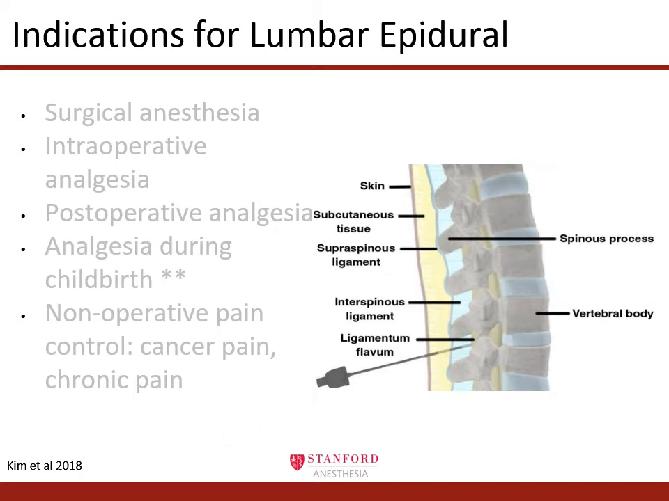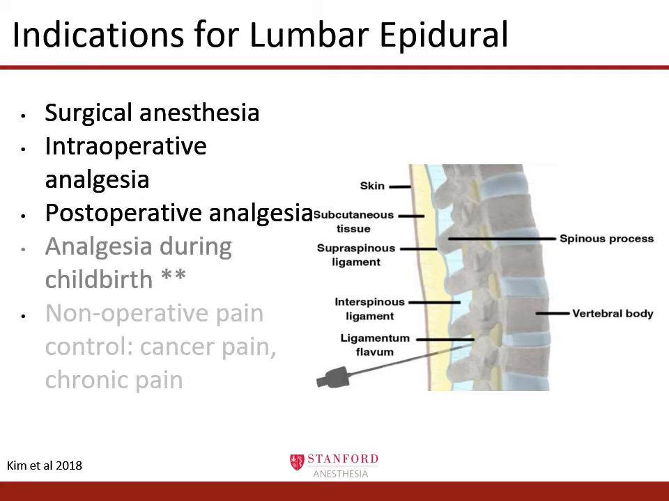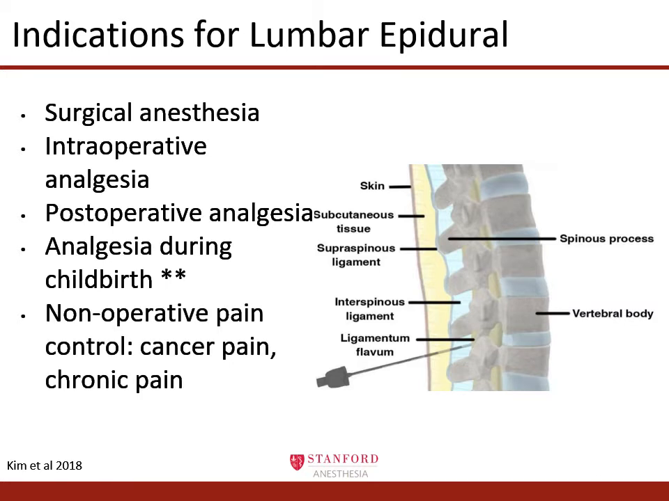The indications for a lumbar epidural include surgical anesthesia and intraoperative analgesia, and the difference between those two indications is primarily a function of the density of the nerve block. We use it for postoperative analgesia, for analgesia during childbirth, which is going to be the primary focus for this lecture, and we also use it for non-operative pain control, such as chronic cancer pain or chronic pain of other etiologies.